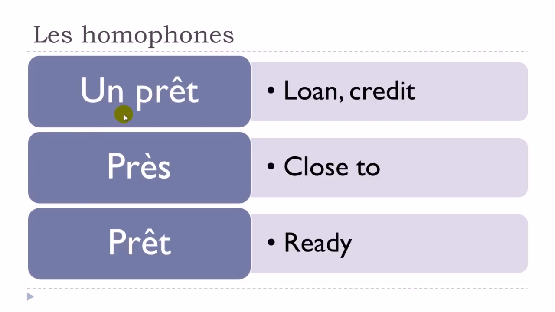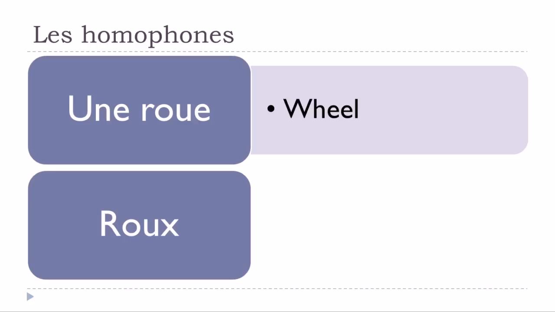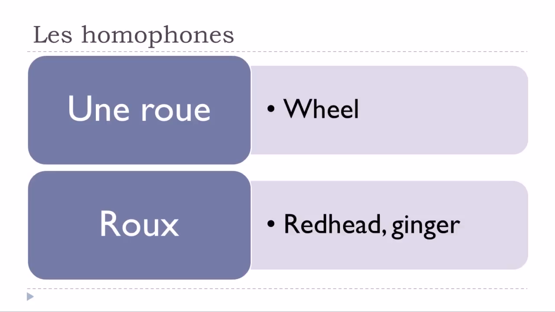Okay, so it's quite interesting here. So you've got un prêt written like that. So in that case, it's a substantive, so word, noun, and that's the meaning. Then you've got prêt like that, so final S, but then of course you don't pronounce it. And here, prêt, so the adjective. Okay. Une roue. Roue. Alright, so une roue, and then roue.